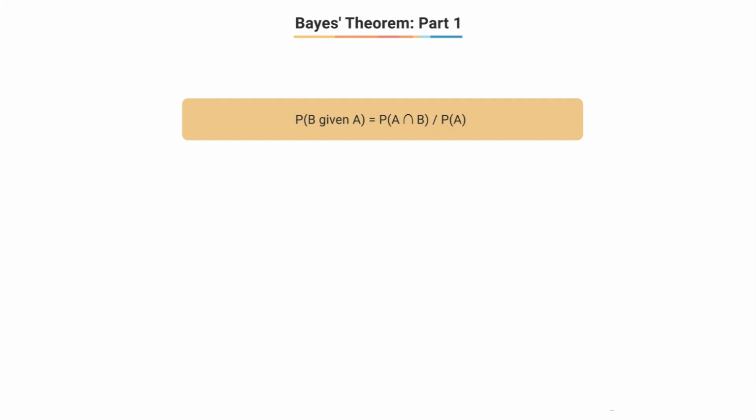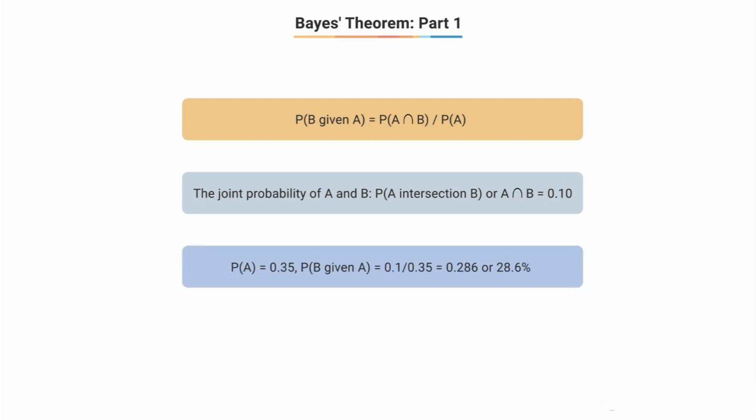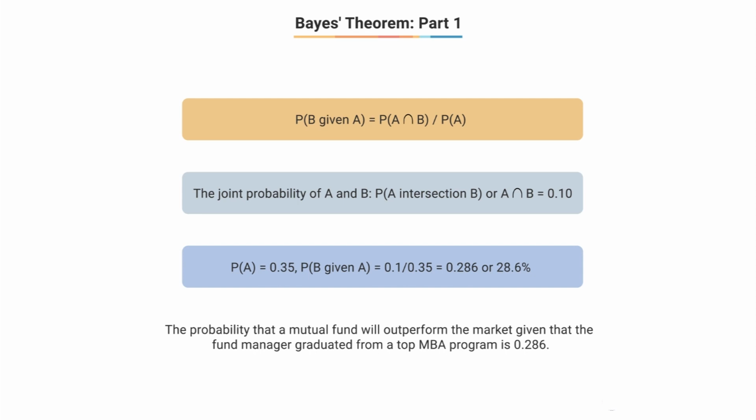And we said that probability of B given A is equal to probability of A intersection B divided by probability of A. From the table that we have seen, we have probability of A intersection B as the joint probability of A and B, which is 0.1, and we calculated probability of A, that is P(A), as 0.35. So substituting these values, we got the probability of B given A equal to 0.1 upon 0.35, equal to 0.286 or 28.6%. So this 0.286 is the probability that a mutual fund will outperform the market, given the fund manager graduated from a top MBA program.